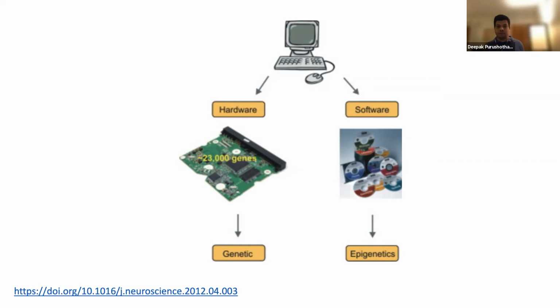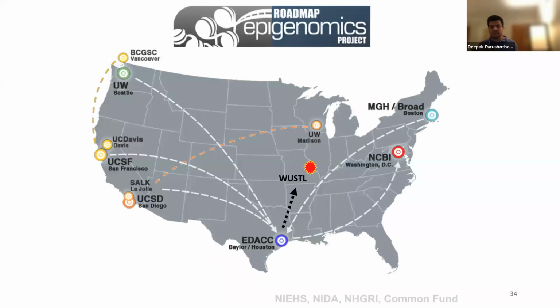Speaking of profiling 200 cell types, as you can guess by now, there must be some monstrous undertaking which is publicly funded and trying to do it at an enormous scale. And that is absolutely right. And that consortium is called Roadmap Epigenomics. And our lab was actually quite fortunate to be part of it. It started almost a decade ago.